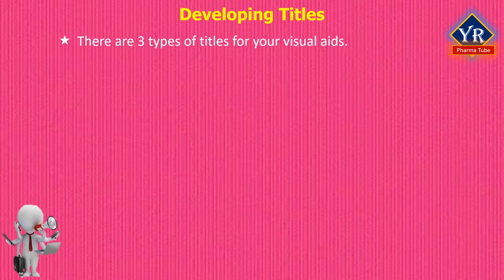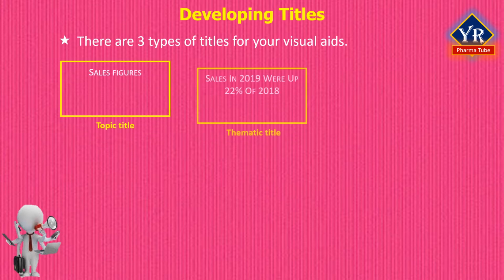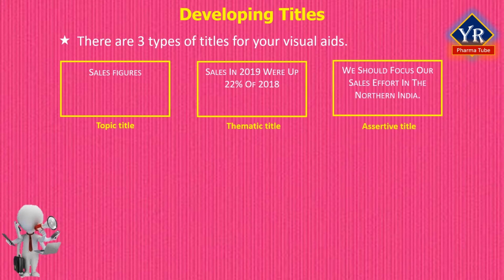Developing titles. There are 3 types of titles for your visual aids. They are topic title, thematic title, and assertive title. From the above 3 titles, the assertive title is usually preferred. Topic title is used when it is not necessary to convey a specific message but only to provide information or raw data, as in the example, sales figures.